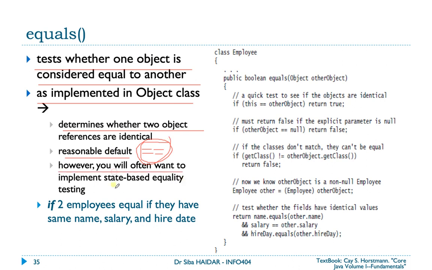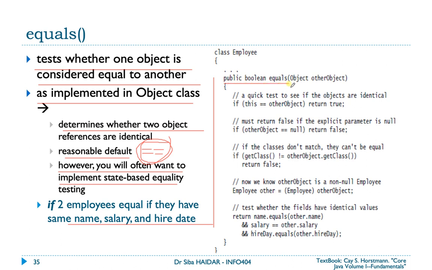However, you will often want to implement state-based equality. What is a state-based equality? You don't compare the addresses, you compare the content. You see whether they have the same number of fields, the same type of fields, the same name of fields, and the same values of fields. So for example, if you consider two employees to be equal if they have the same name and the same salary and the same hire date, you implement equals as follows.